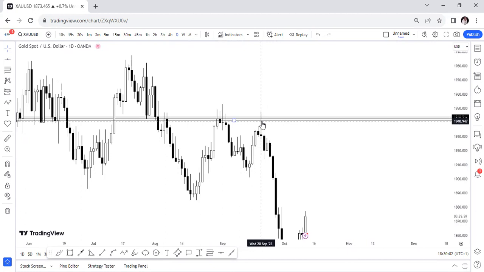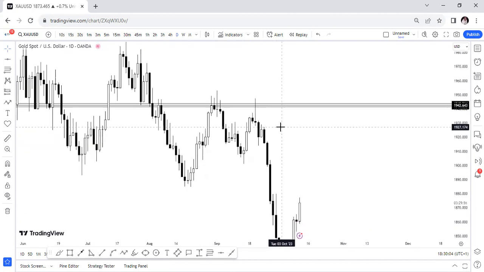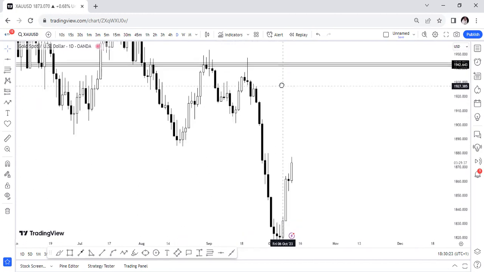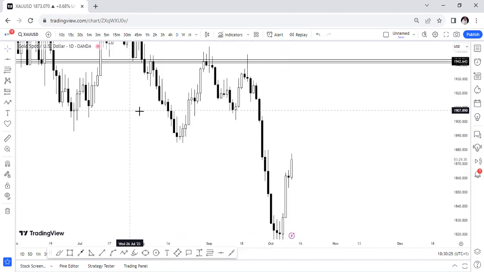If I were smart, I would not rush at this level, because it has been tested several times. It's a strong barrier. Price would likely react to that place again, and as I see this thing come down, it's going to be a massive rush.